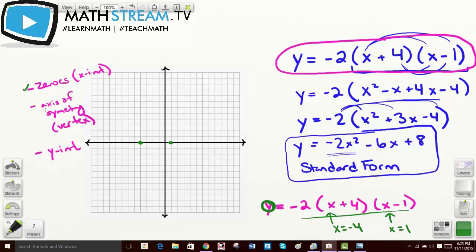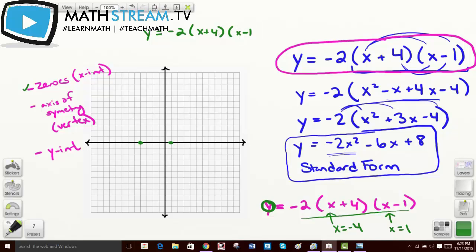The second valuable piece of information that we can find is the y-intercept. Now, I'm skipping over the second, actually. I know I put axis of symmetry and vertex first, but in this particular case, the y-intercept is easier to find, so I'm going to do that next. The y-intercept, remember, we can always find by just making x 0, because we hit the y-axis whenever the x value is 0. So we can plug in x equals 0, and it will tell us how high or how low to make this graph. So let's take our function, y equals -2 times x plus 4 times x minus 1.